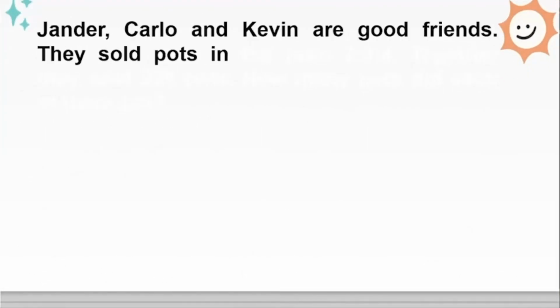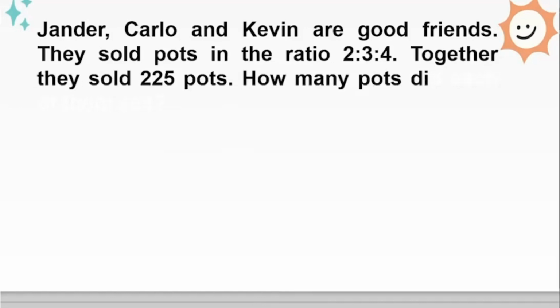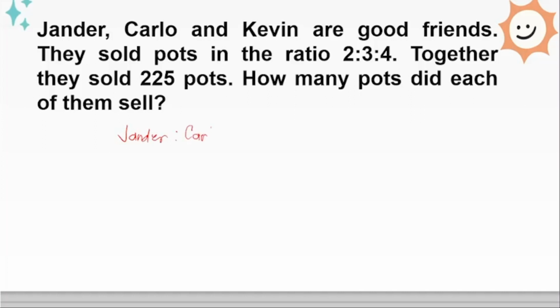Jander, Carlo, and Kevin are good friends. They sold pots in the ratio of 2 to 3 to 4. Together, they sold 225 pots. How many pots did each of them sell? So this time, the partitions or the ratio are 2 to 3 to 4, wherein the parts are of Jander to Carlo to Kevin. Okay. So the ratio is 2 to 3 to 4.